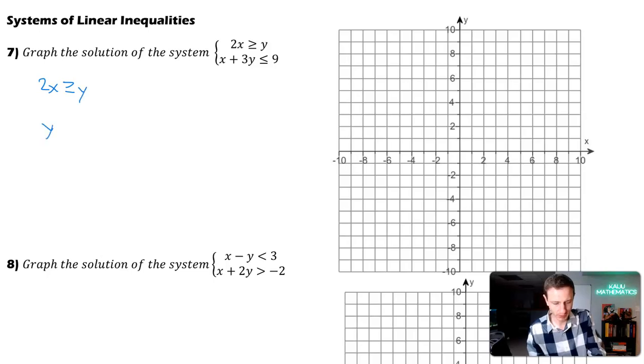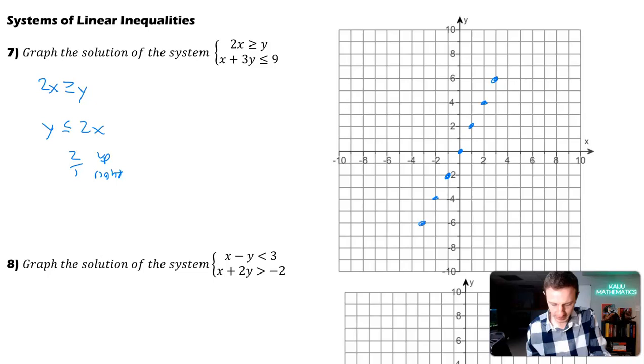This is going to be y is less than or equal to 2x, just rewriting it so I have that y equals mx plus b form. The y is already by itself, and we have a y-intercept of 0. Slope is 2 over 1, so we're going to go up 2, right 1, up 2, right 1, up 2, right 1, or down 2, left 1, down 2, left 1.